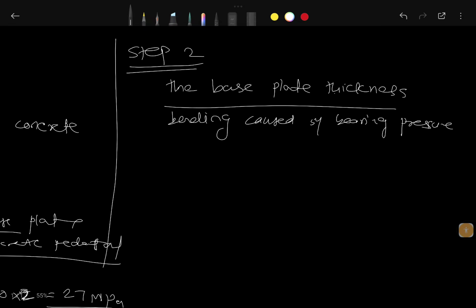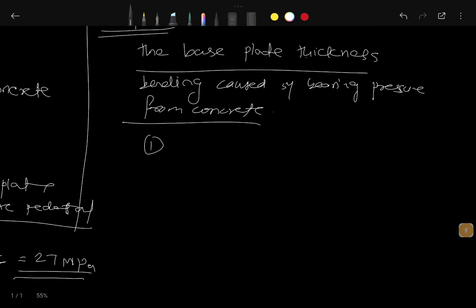From the concrete. The critical sections are at the column flange and web. Here we consider the critical sections at the face of the column, flange and web. Now let's start with the first formula, bearing pressure intensity.